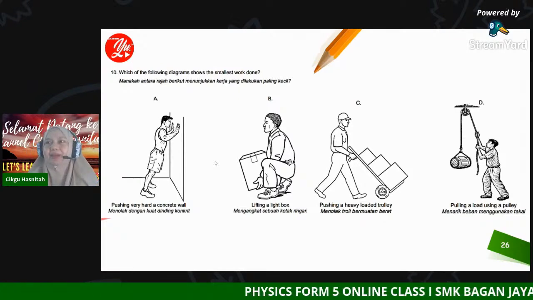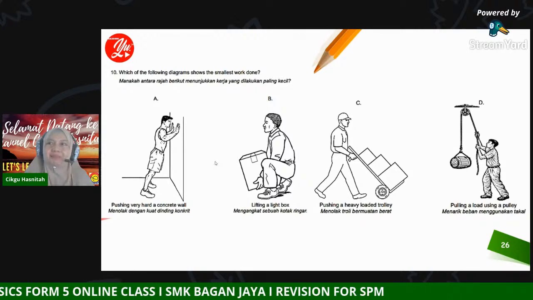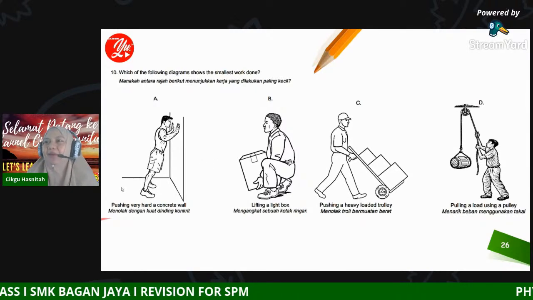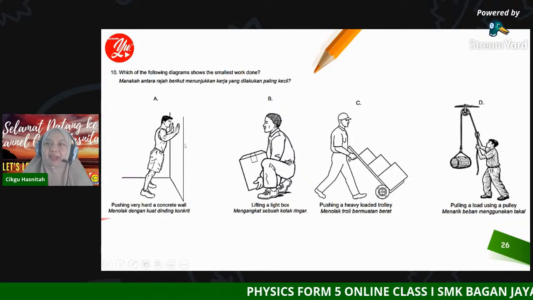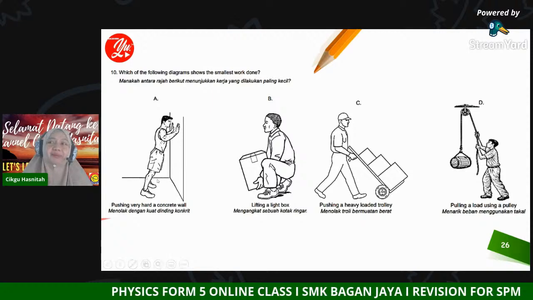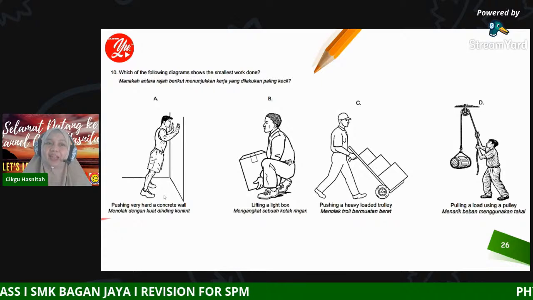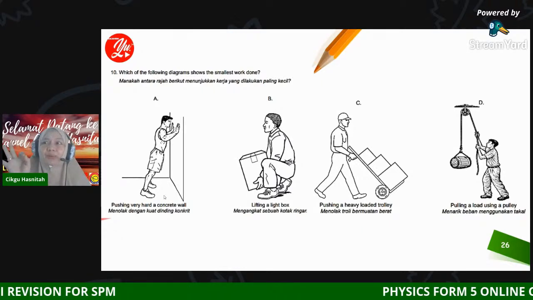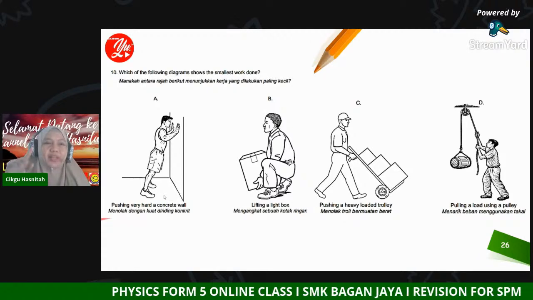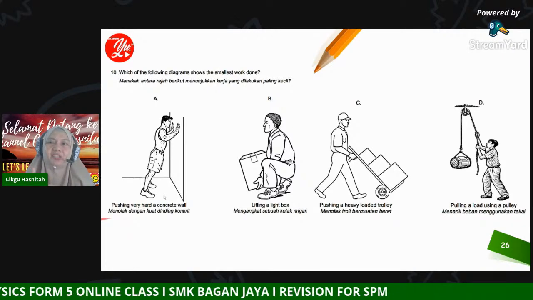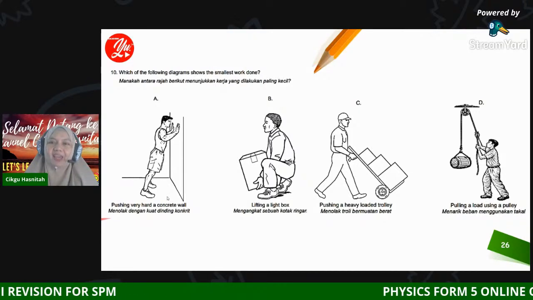Question 10. Okay, which of the following diagrams shows the smallest work done? This is very simple. We have A, B, C, and D. Which one? So the answer is A. Actually, the person in A does not do any work. The work is 0. Why 0? Because he is pushing on the wall and the wall is not moving. So there is no displacement, meaning there is no work done. Okay, so the answer for number 10 is A. Yes, very good.